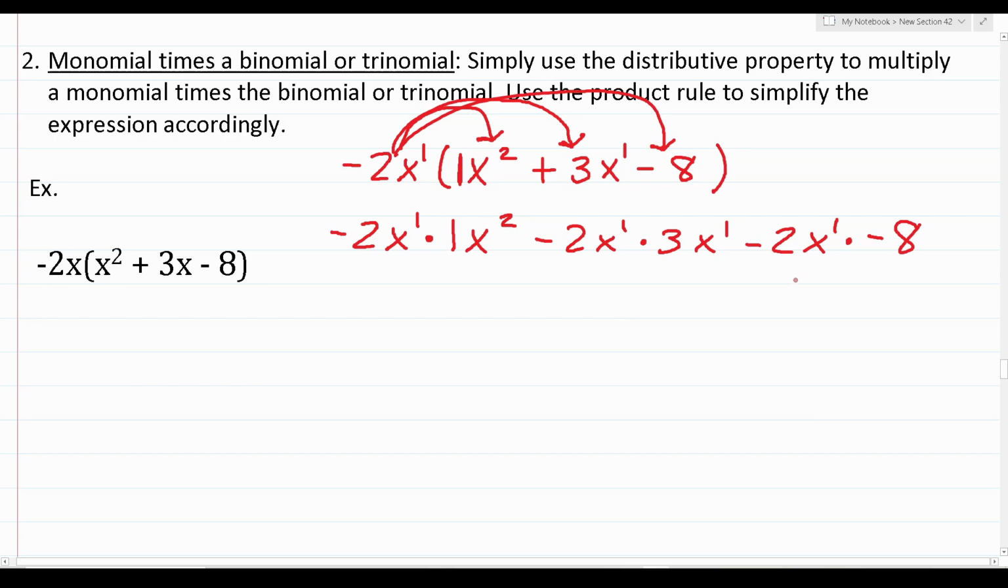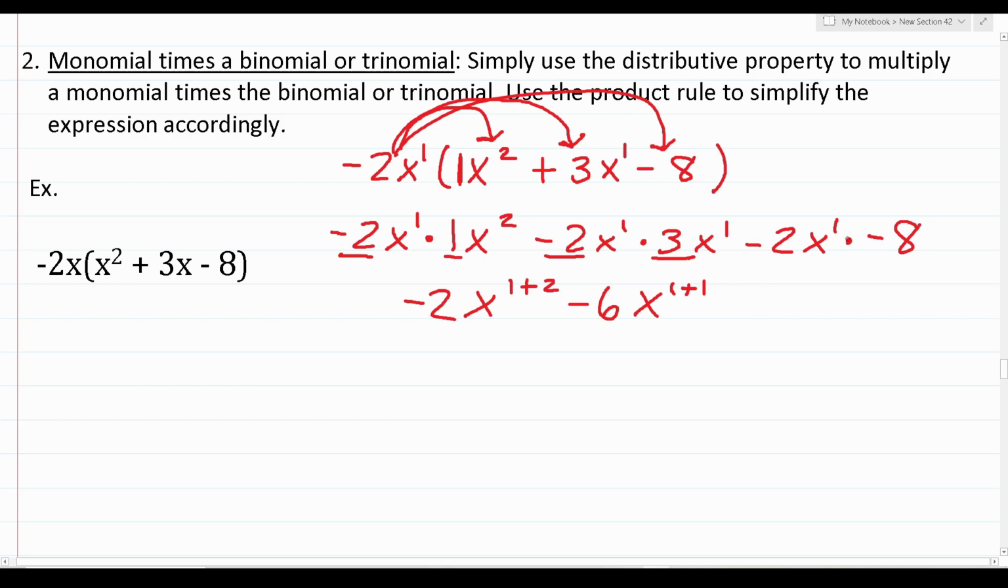to simplify this expression. So here we're just going to multiply the coefficients first, notably negative 2 and positive 1. Negative 2 times positive 1 is going to be negative 2. And then we're going to use the product rule to add these exponents. So this becomes x to the 1 plus 2. Right here, we're going to multiply our coefficients, notably negative 2 and 3. Negative 2 times positive 3 is going to be negative 6. And then let's use the product rule to deal with these exponents. Again, we're just going to have x to the 1 plus 1 here.